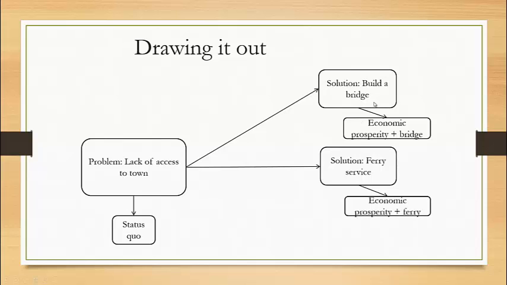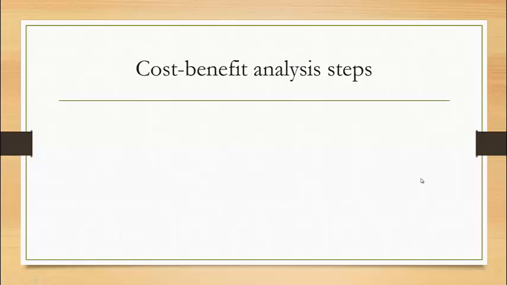So what are those outcomes? You have some kind of economic prosperity, plus the bridge infrastructure, and with developing ferry service, you have some kind of economic prosperity plus the development of the ferry. And what you're trying to figure out is what has the greater cost and the greater benefit in those 2 options.